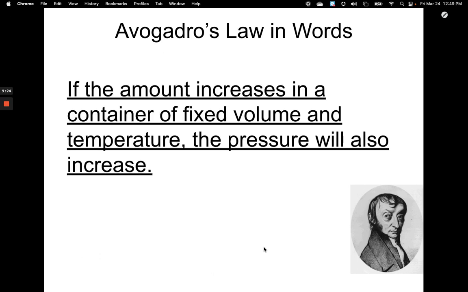Here it is in words. If the amount increases in a container of fixed volume and temperature, the pressure will also increase.